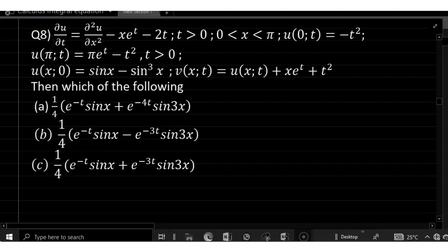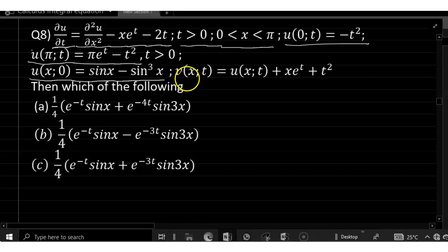Now let's discuss this problem. ∂u/∂t = ∂²u/∂x² + x·e^t − 2t, for t > 0, 0 < x < π, with u(0,t) = t², u(π,t) = π e^t, and u(x,0) = sin x − sin³x. Which of the following is true?